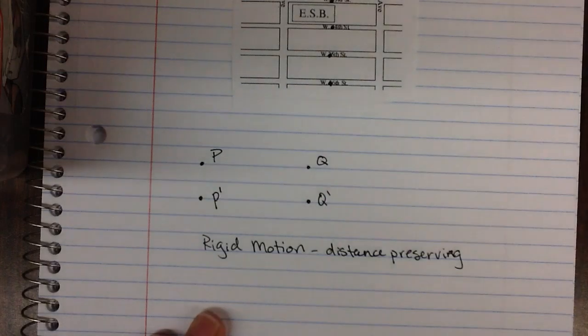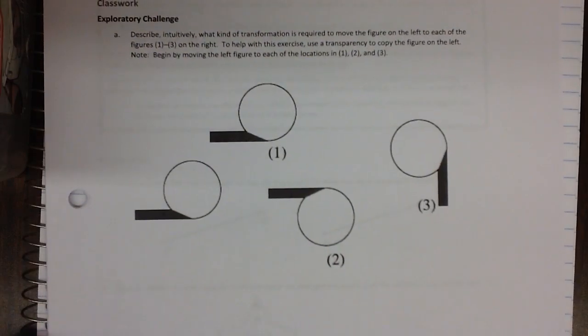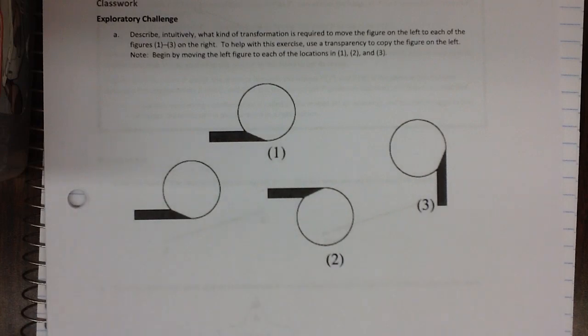Okay, and now we're actually going to move on to your lesson where we're doing this. So we're actually going to do this together. So here we go. Describe intuitively what kind of transformation is required to move the figure on the left to each of the figures 1 through 3 on the right. To help with this exercise, use the transparency to copy the figure on the left.